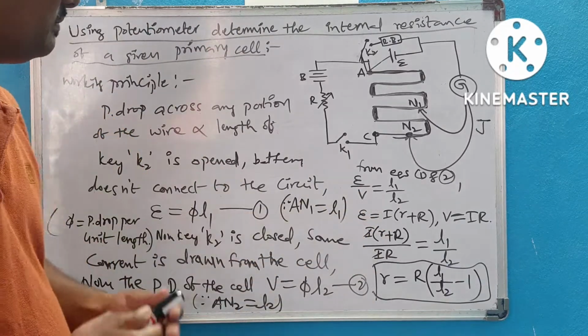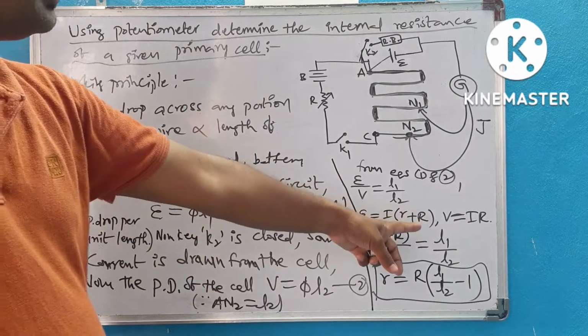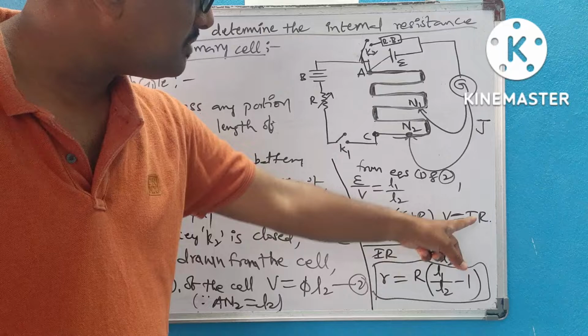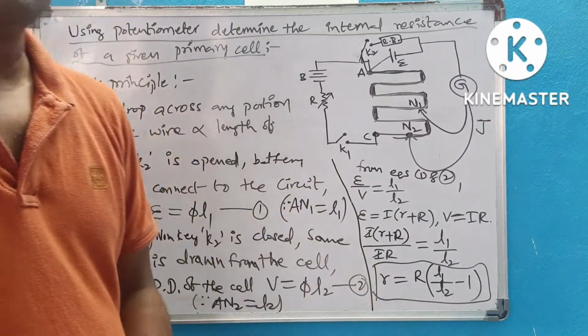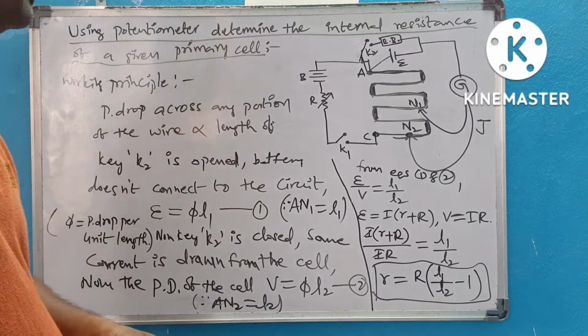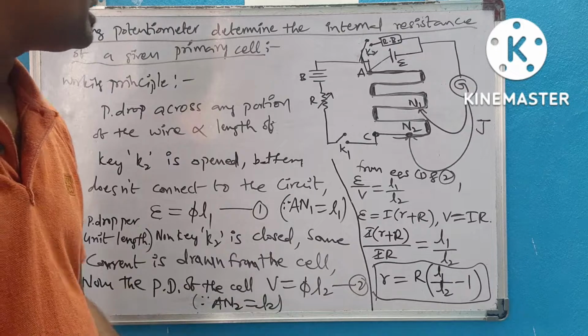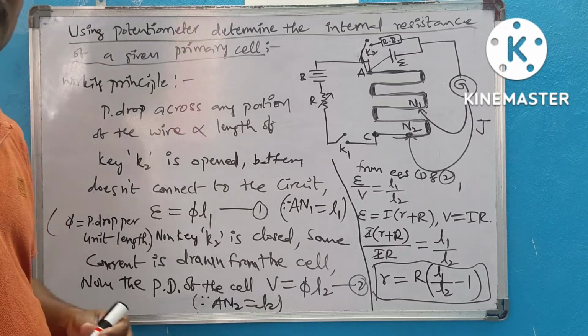For E and V, from Ohm's law, we can substitute these values in this equation. Finally we get the expression small r equal to capital R into L1 by L2 minus 1. This is the expression for the internal resistance of a given cell. Okay, is it clear, everybody?